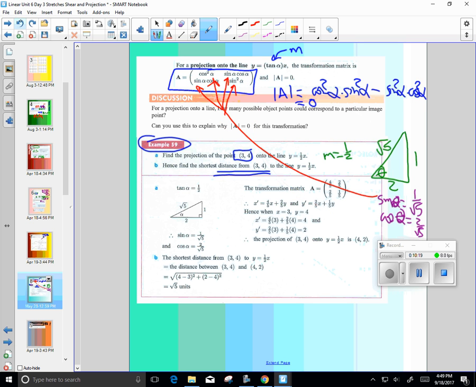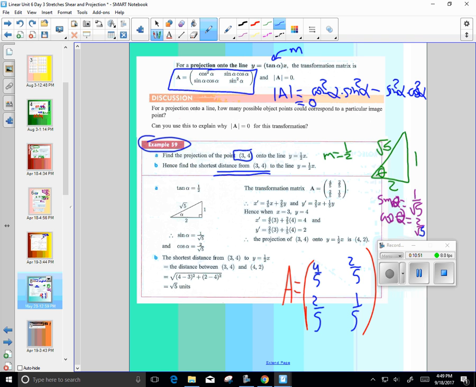So let's do that. A is the cosine squared of alpha. Cosine of alpha was 2 over the square root of 5, so it's going to be 4/5. Sine alpha cosine alpha is 1 times 2, which is 2 over 5. And sine alpha cosine alpha, again, is 2 over 5, and sine squared is just 1 over 5, which is the transformation matrix we predicted.